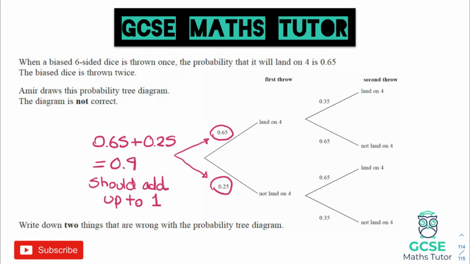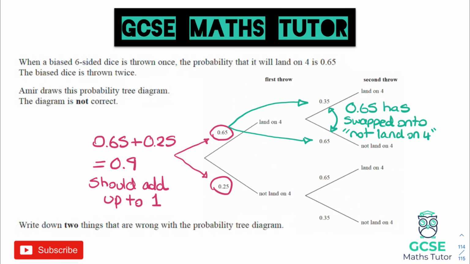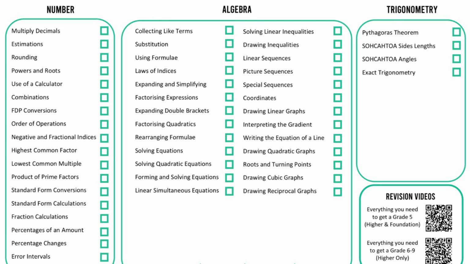This was asking us about some mistakes in the probability tree. So here they had to add up to 1, and over there they were swapped around, and that's not how probability trees work. They have to stay the same.